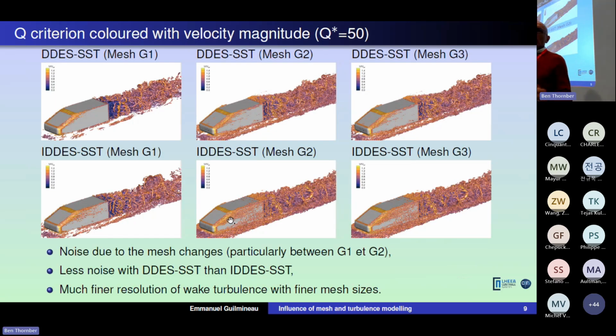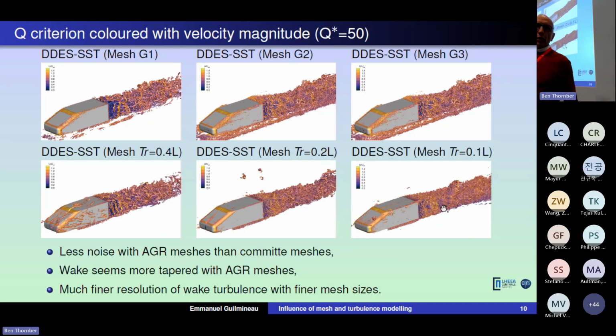Now I present an unsteady view of the iso-surface of the Q criterion. These results are obtained with the committee mesh. We can see that as the mesh is refined, we have noise due to the change between the meshes. We have less noise with DDES than with IDDES. And as the mesh is finer, the resolution of the turbulence in the wake is finer.